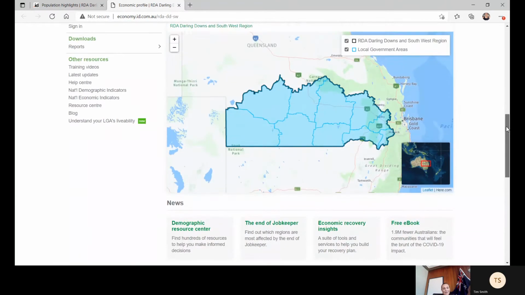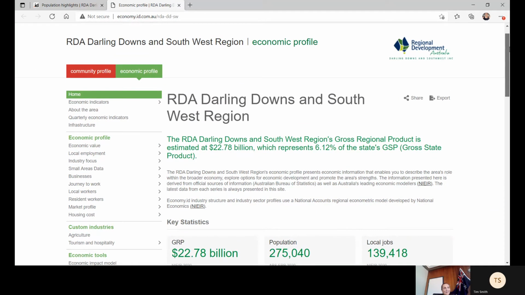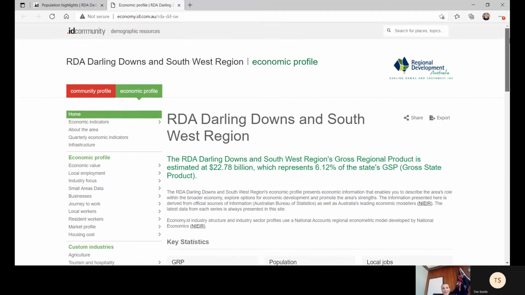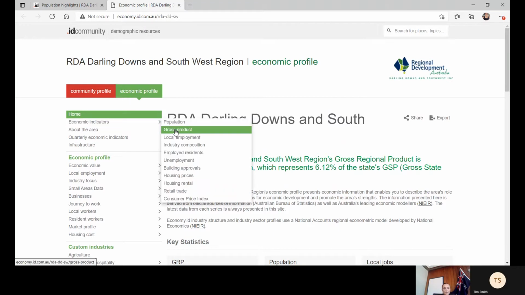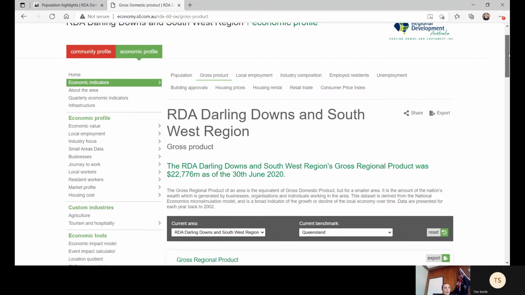There's over 1,100 data sets in this particular portal. So sometimes it can get a little bit hectic. So your team will either talk to Trudy or talk to myself about what is the best use of the data and what should we be looking for. So the first place we go is our gross product. So this data is out to 30 June 2020.